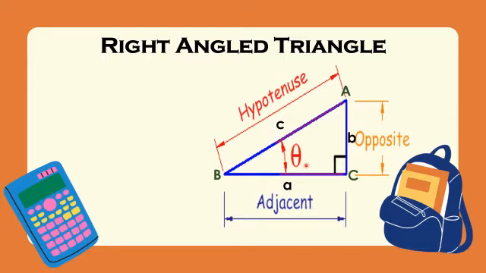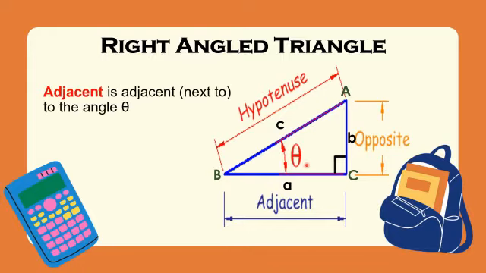Let's discuss now the sides of a right triangle. First, we have the adjacent side. Adjacent is next to the angle. On this figure, if this will be our angle, the adjacent side is small letter A.